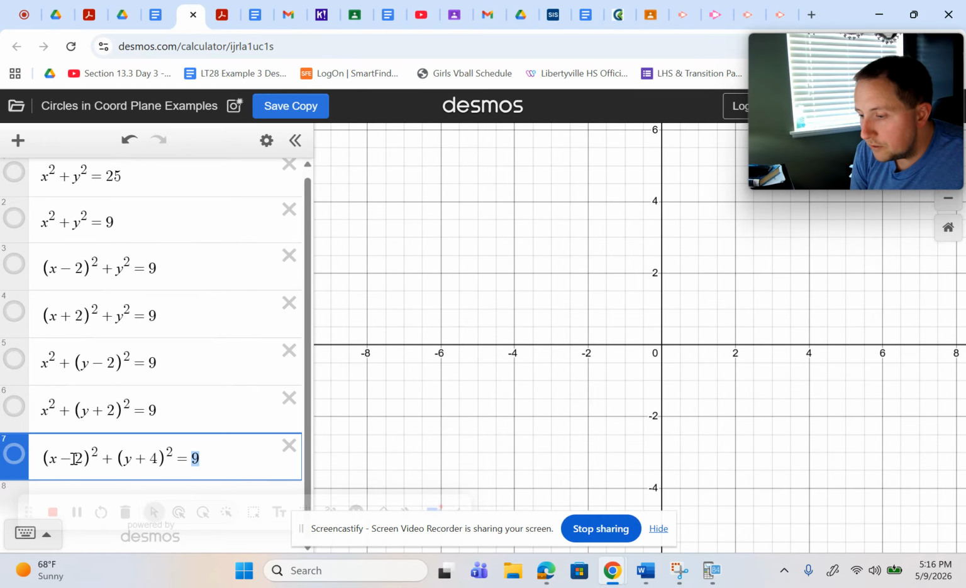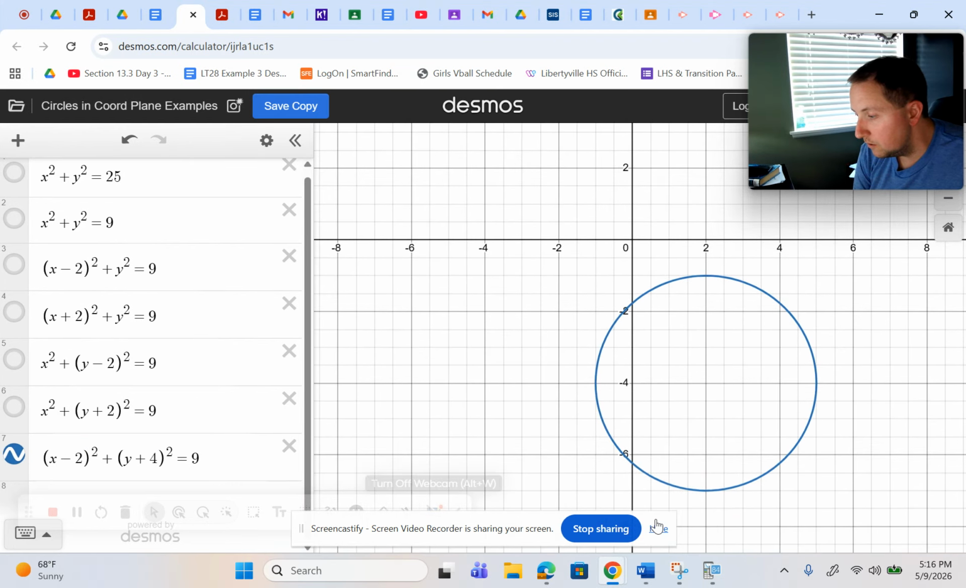But now the center of the circle is going to move from the origin 2 units to the right, because it's minus 2, and it's going to go 4 units down, since it's plus 4. So the center of the circle is going to be the opposite of what you see in the equation. The center of the circle would be at positive 2, and it would be at negative 4 for y. Okay? So it would be down here in quadrant 4.